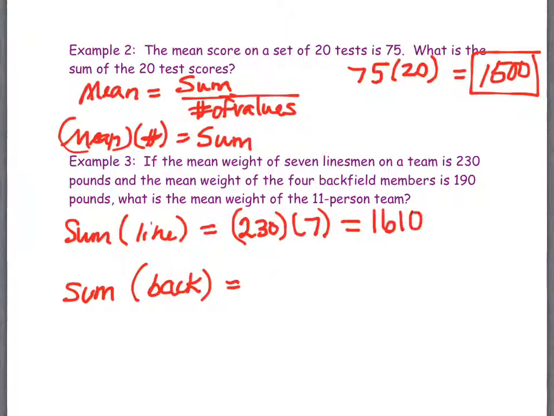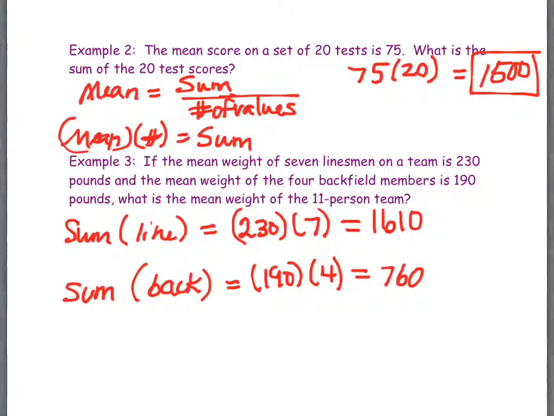Okay, 1610. And then we're going to do the same thing with the backfield. So that was 190 pounds, and we had 4 of them. So what about 190 times 4? 760. All right. Now what? Now we add those together and then divide by 11.